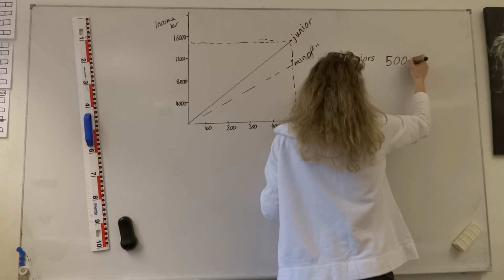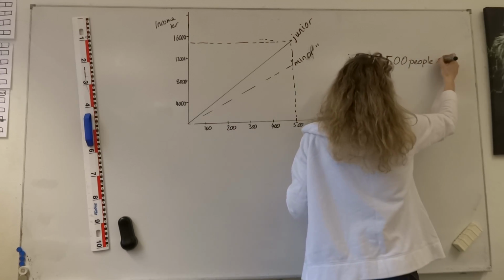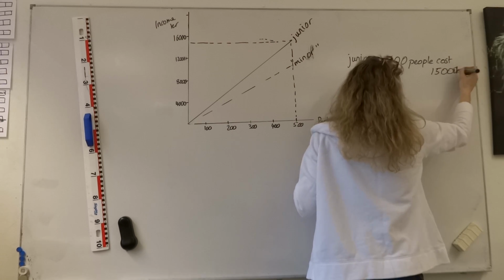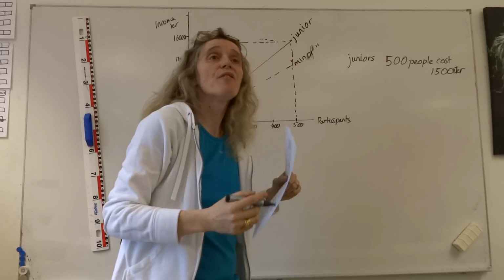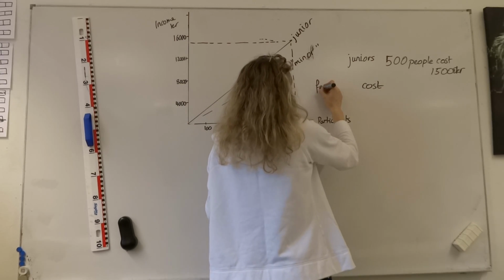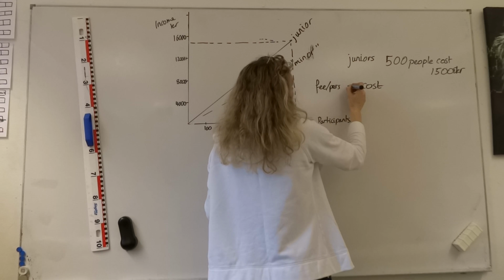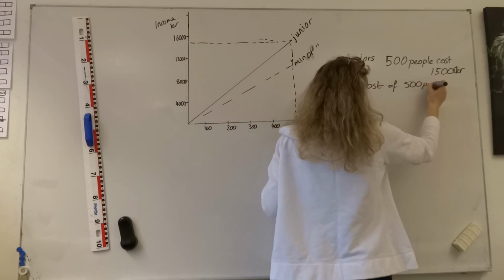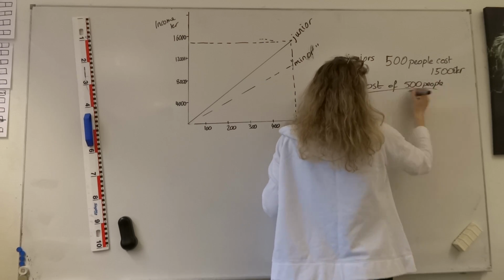500 people cost 15,000 kroners. So the fee per person must be the cost of 500 people divided by the number of people.